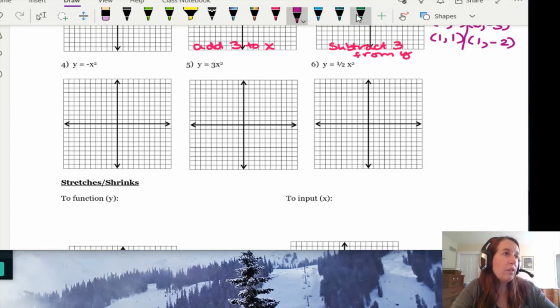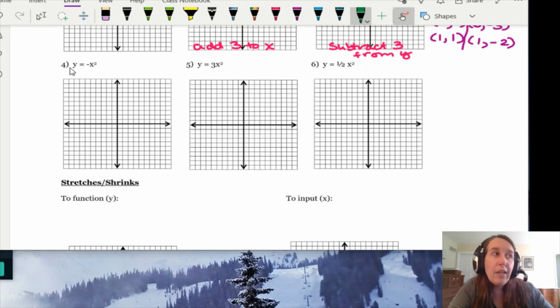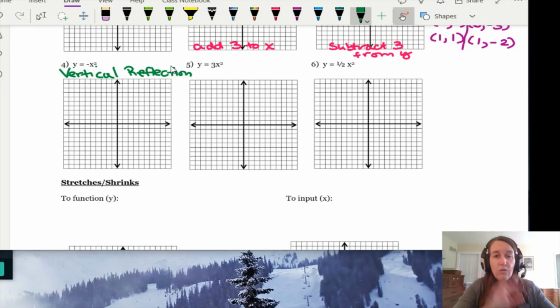So this number 4 says, and we're doing the same original graph, y equals negative x squared. There's no parentheses. So when there's no parentheses, it's vertical. It's not happening to x, it's happening to y. It's happening to the whole function. This is a vertical reflection. And since it's vertical, it's flipping over the x-axis. So vertical reflection over the x-axis.